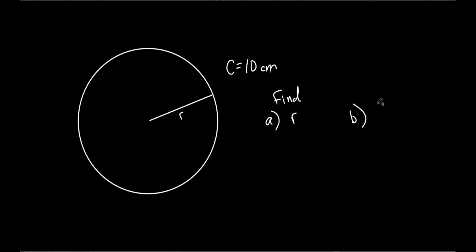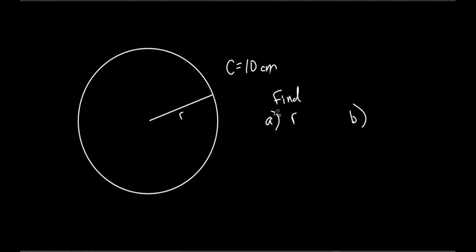But let's do this real quick. We got a circle. Okay? And here's what they give you. They give you this, which is the what? The radius. And they tell you the circumference is equal to 10 centimeters. And they want you to find, part A, they want you to actually find the radius. So find R. That's all we're going to find right now, okay? So let's find R.